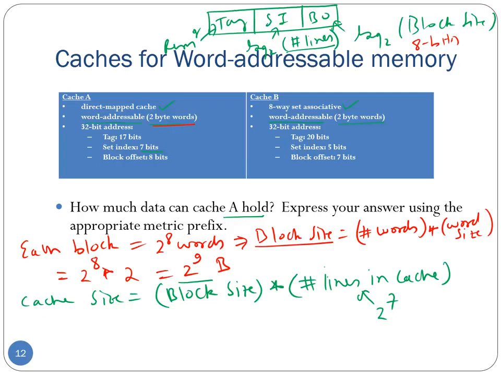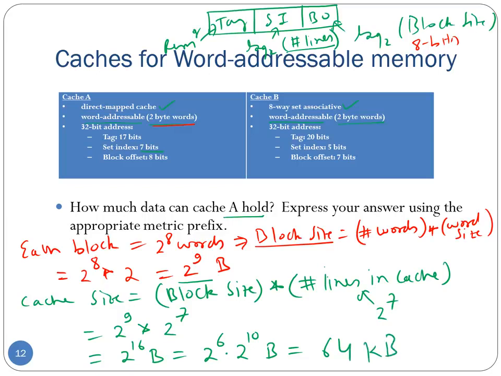Okay, so from here we get cache size, we just substitute these, so we get 2 to the power 9 is our block size multiplied by 2 to the power 7, which is the number of lines or blocks in the cache. So this is basically 2 to the power 16 bytes. Let's convert this into metric prefix. So we get 2 to the power 6 into 2 to the power 10 bytes. 2 to the power 6 is 64 and 2 to the power 10 is a kilo, right? So we have the size is 64 kilobytes.